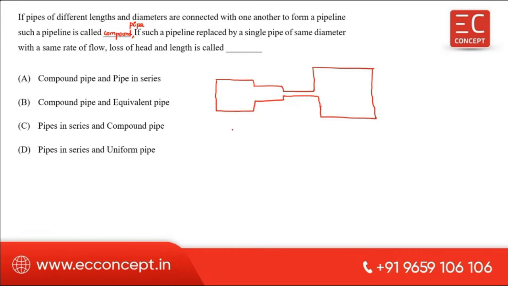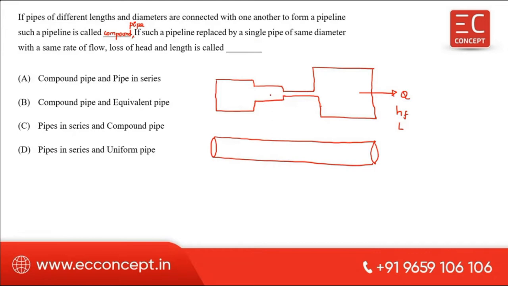Now, if such a pipe is replaced by a single pipe diameter with the same rate of flow, that means whatever rate of flow has happened in the compound pipe, the same rate of flow, and whatever head loss has happened in the compound pipe, and the same length of compound pipe, but only the diameter is changed. If the diameter is changed by keeping all other quantities constant, then we can call this the equivalent pipe. So these two pipes are equivalent.